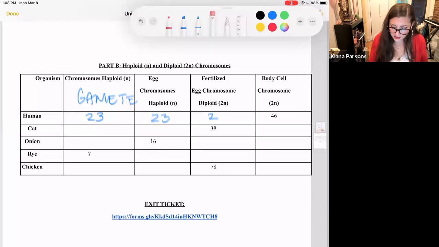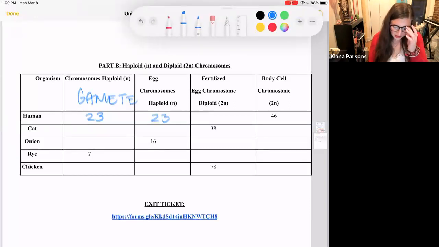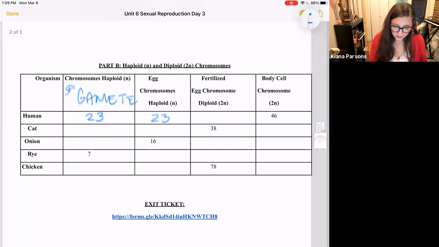Okay, I actually think there's an error in my table that hopefully is correct in your table. But egg chromosome is haploid. This should be sperm. And then the fertilized egg is the same as a body cell, right? So this is a zygote. It's going to be the same number of chromosomes as a body cell.